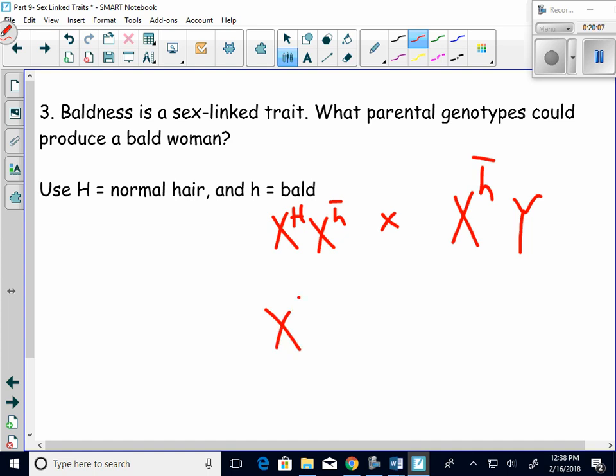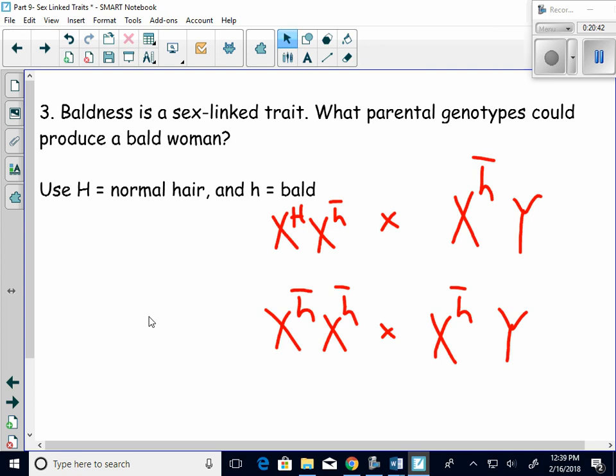Could this, matched with this same male, give us a bald female? Yeah, in that second case there, every single kid that they would have would be bald, wouldn't they? Wouldn't it, if we work out the square? All right, we okay with this sex-linked trait stuff? Okay.